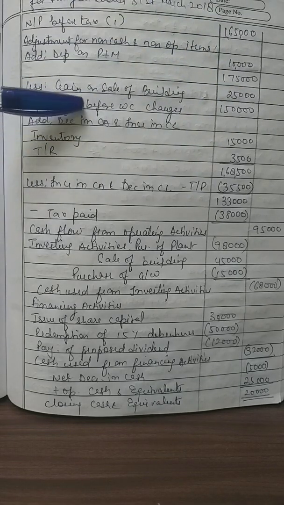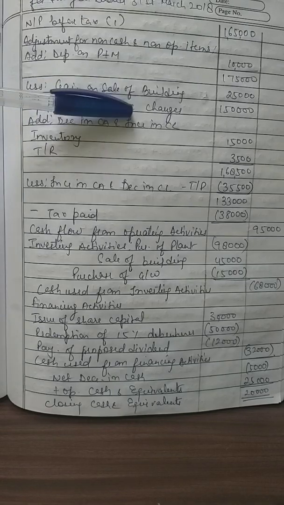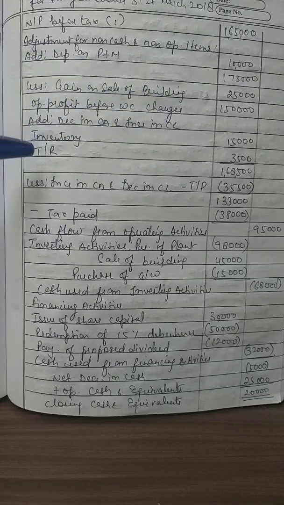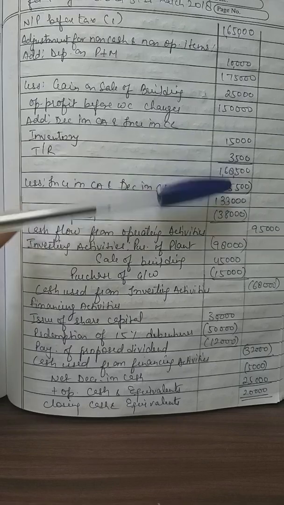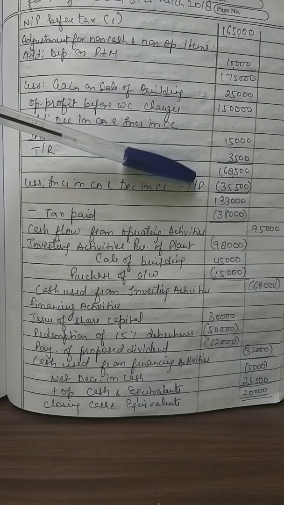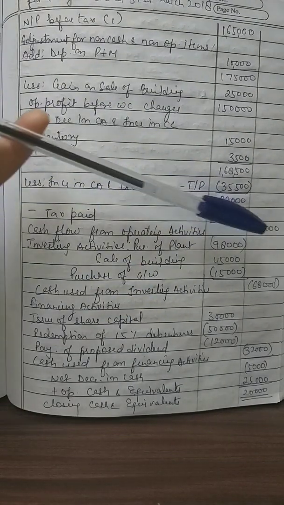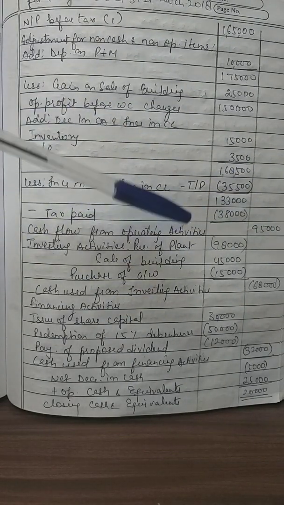This will become operating profit before working capital changes. Then add decrease in current assets and increase in current liabilities. Inventory and trade receivables you will add. Then less increase in current assets and decrease in current liabilities, that is trade payables. It will become this. Then minus tax paid. This will be cash flow from operating activities.